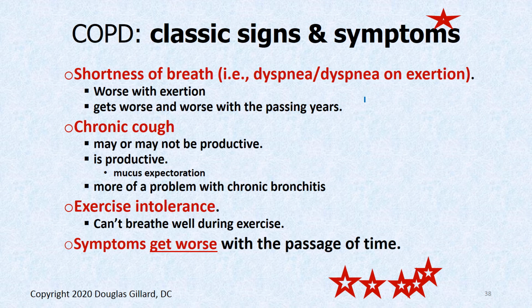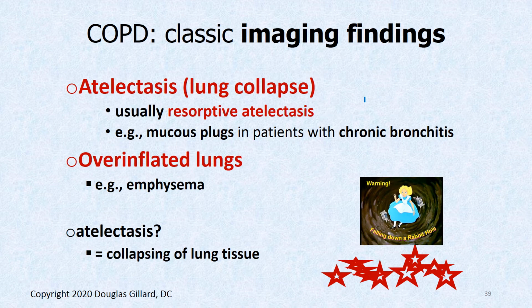Then the chronic cough, especially if it's chronic bronchitis predominant. These guys cough like crazy, and the cough is worse in the winter. The cough started three years ago in the winter. Two years ago, it started to last into the summer. And this year, it's all year round. I'm coughing in the morning. These patients are usually smokers as well. Exercise intolerance, as we said: they can't walk upstairs. And the symptoms get worse with the passage of time.